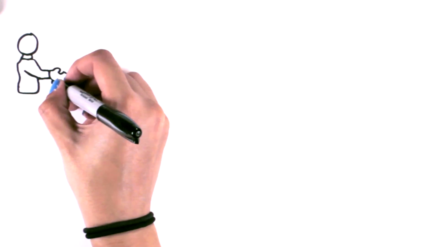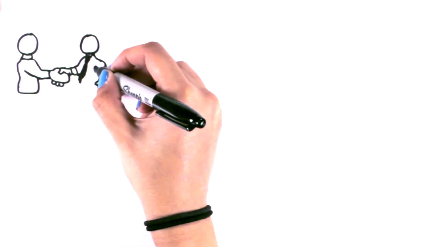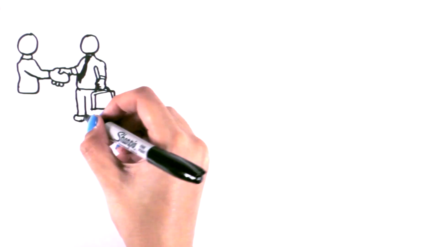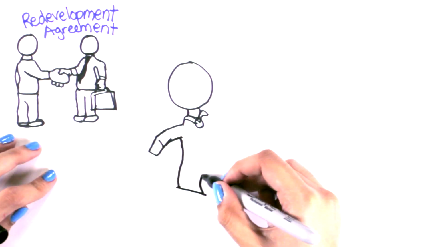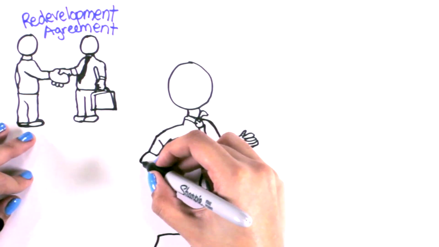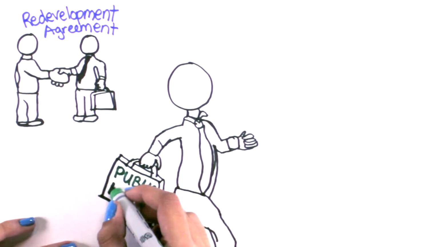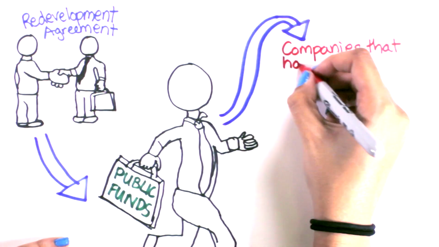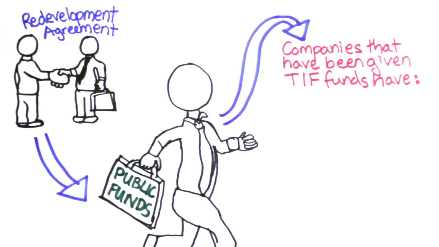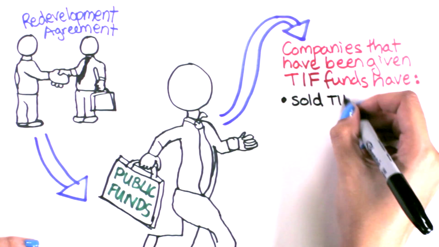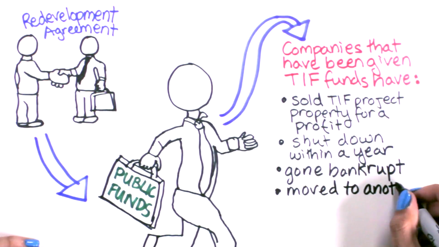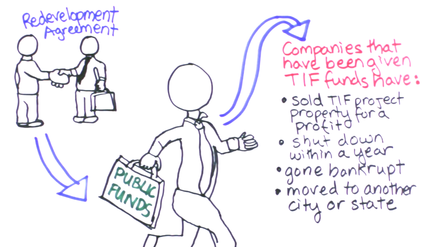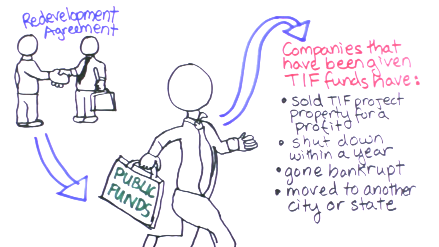Critics of TIFs in Chicago worry that the public is not benefiting enough from TIF payments made to private interests. TIFs are supposed to include redevelopment agreements between businesses and the city. These agreements set out obligations such as affordable housing set-asides or a set number of jobs created in the area. Critics have argued that enforcement is sketchy, and they cite times when companies have sold TIF project properties or gone bankrupt, all with little public benefit.